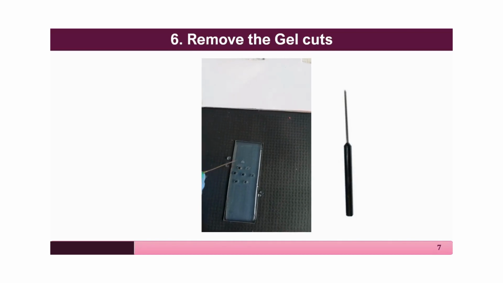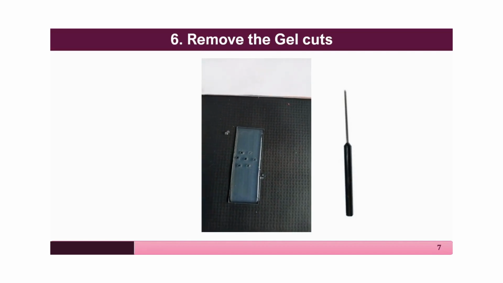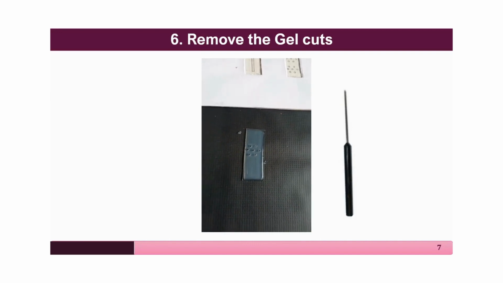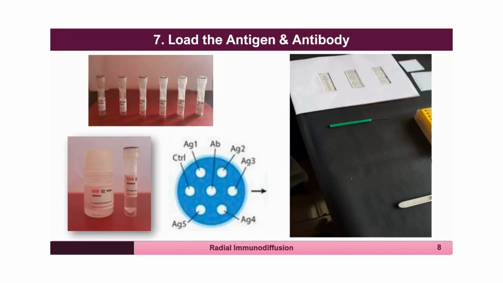So the wells created like this now are ready to be used for the immunodiffusion, that is Ouchterlony technique. The central well will be dedicated for the antibody and the peripheral wells will be dedicated for the antigen to be loaded. And in each well, you can load about 10 microliter of the antigen or the antibody. Here in this diagram, it is already shown that central well dedicated for the antibody and peripheral wells for the antigen.